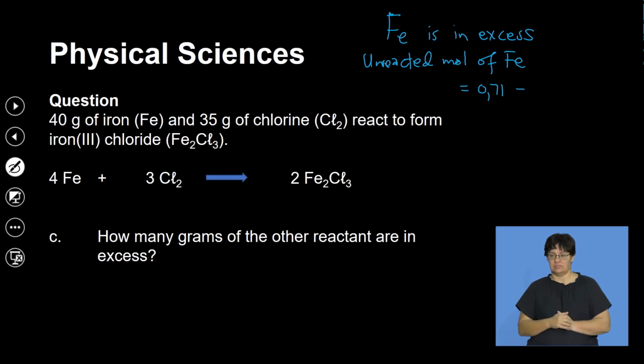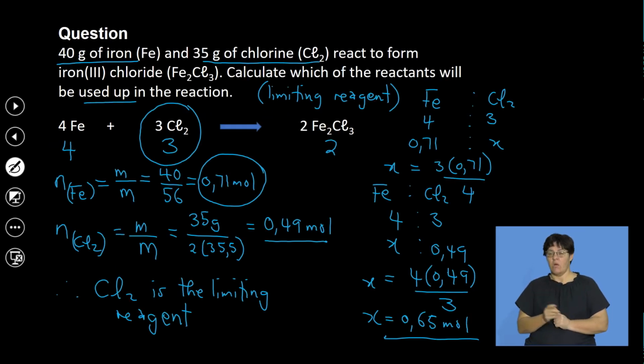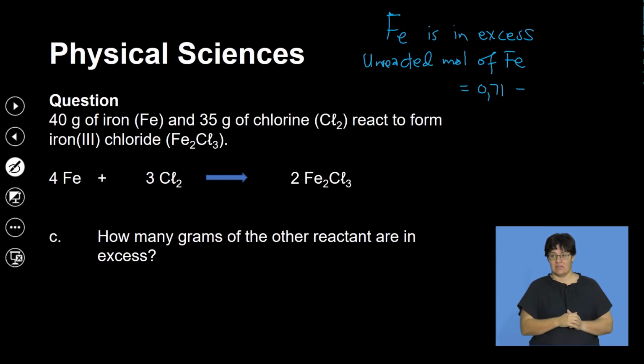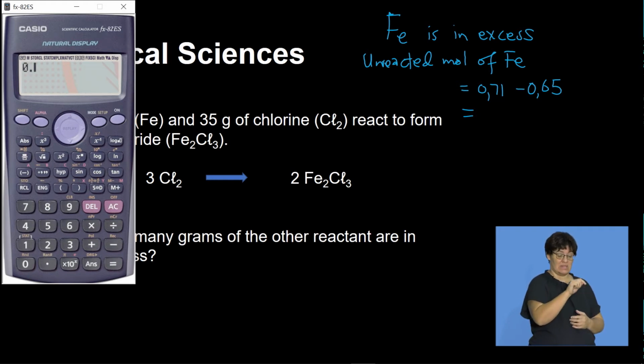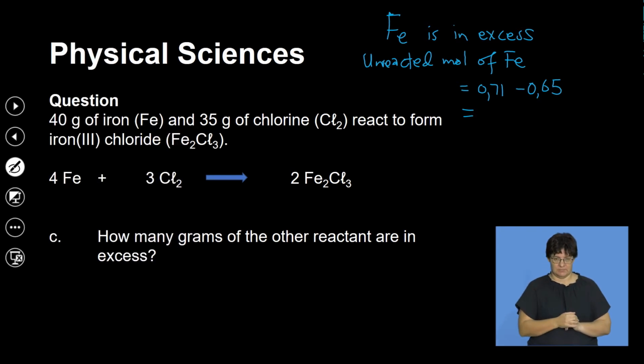If you can quickly go back and confirm, what actually reacts is 0.65 moles. So how many moles are there? We can quickly verify that. We started with 0.71. Of that 0.71, only 0.65 of it reacted. We need to subtract that. So how much is unreacted? As a decimal fraction, 0.06. So only 0.06 moles are unreacted. But the question says, how many grams?